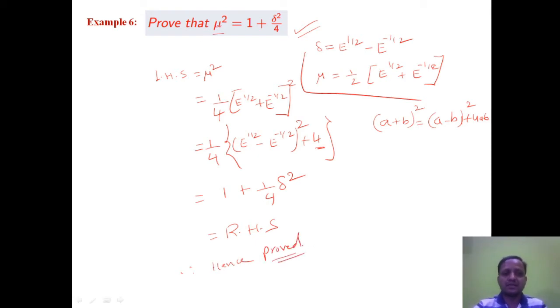Don't bother about proving these things. Go through the basics. We know delta in terms of E, mu in terms of E. So take either the left hand side or the right hand side and expand that. You can prove the other part, the right hand side.